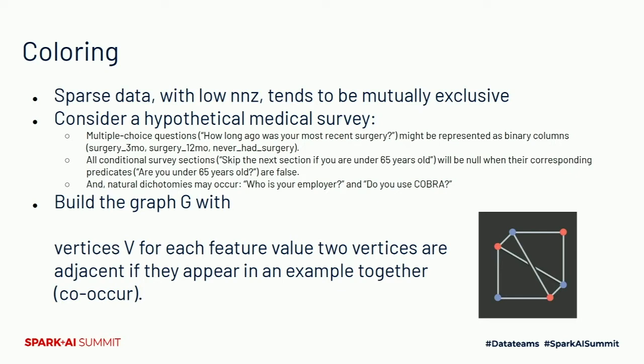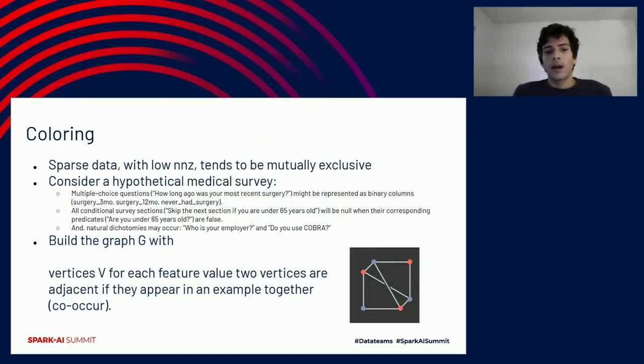In addition to this, there might be some natural dichotomies that occur in the data, such as these 2 questions here, where there are people who are currently employed and people on COBRA insurance. And so given all of this information, we can capture this structure with a graph where the features are the columns corresponding to answers in this question, and edges occur whenever the questions have non-zero answers in the same entry.